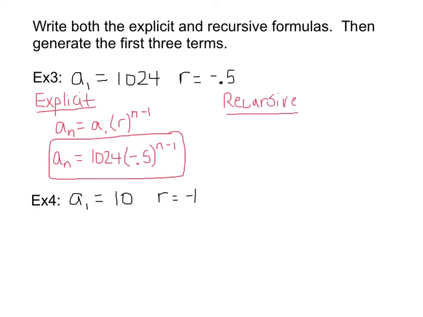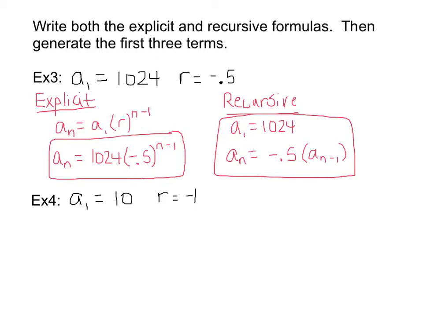Okay, the recursive formula is used when we're trying to build the sequence. Recursive means to build. And you need to have two things for that. Number one, you need to have what a sub 1 is, which they've given us. It's 1024. And then the other part of the formula is a sub n equals the rate, or the common ratio, so the r. So we're going to put in a negative 0.5, and it's just times a sub n minus 1, which is considered the previous term. So here's our recursive formula.